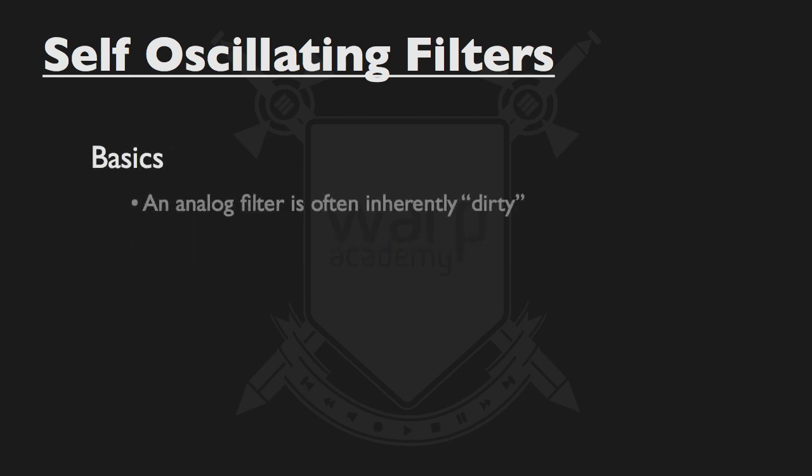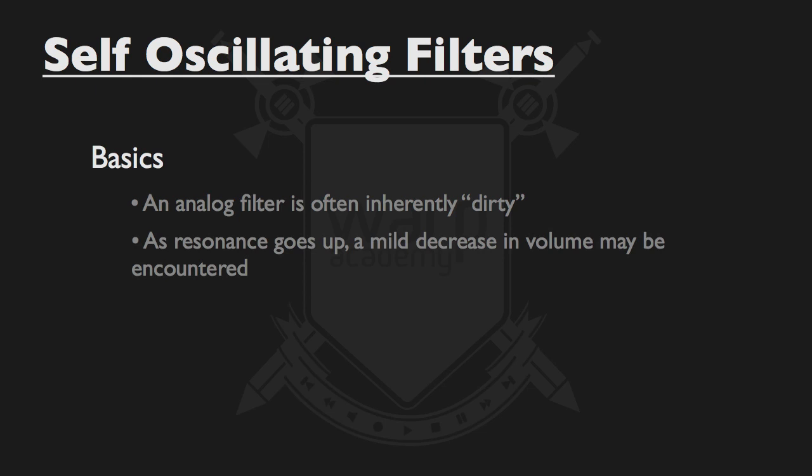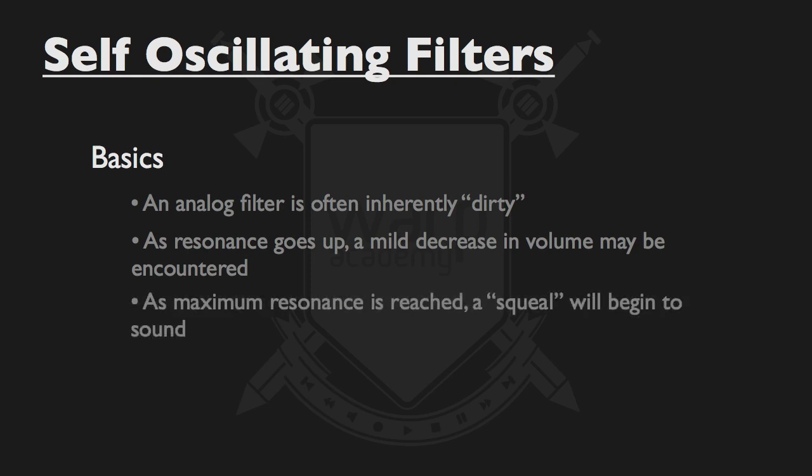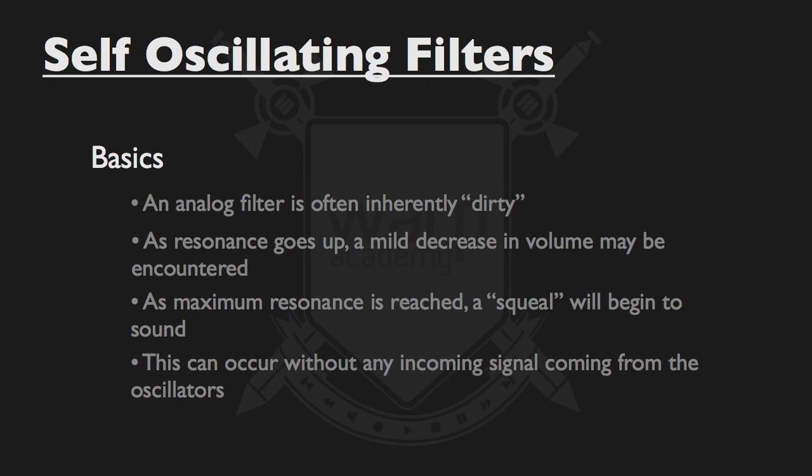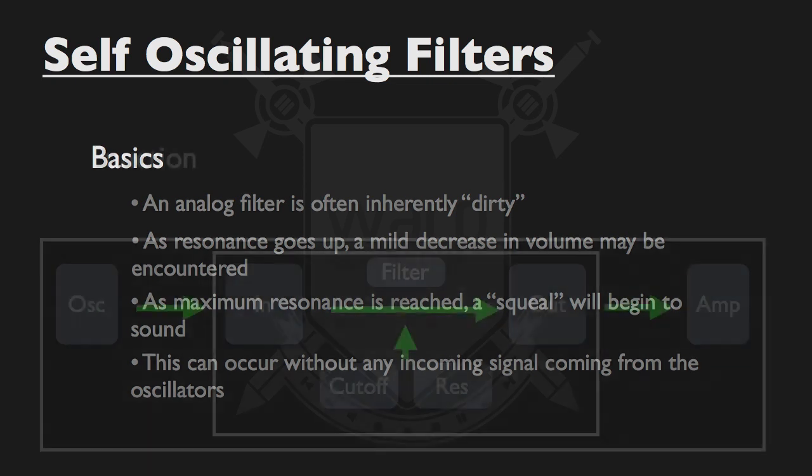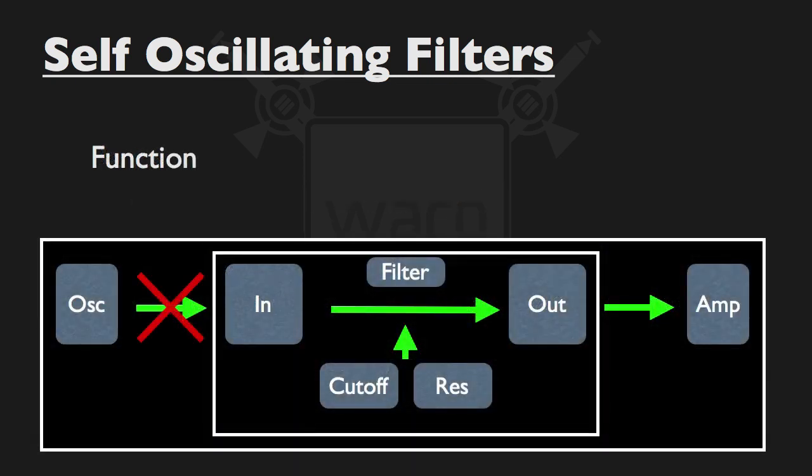A filter on an old analog synth is a nice and dirty circuit. Many synths, mini Moogs as an example, lose a little bit of volume as the resonance gets cranked, but once you hit a certain high volume, a mildly pleasant, or unpleasant depending on who you are, squeal starts coming out. In this case, there's no signal from the oscillators going to the filter, but it's still generating sound.